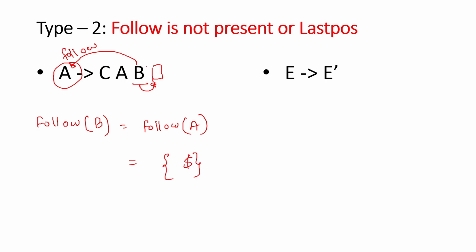So I can say that in case I don't have a follow, I will come back here to its start state and I will find the follow of it. And if I don't have a follow, then by default we know that it will have a dollar in it. So this is the answer.